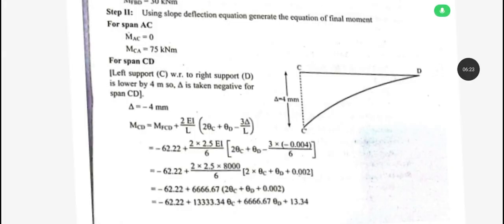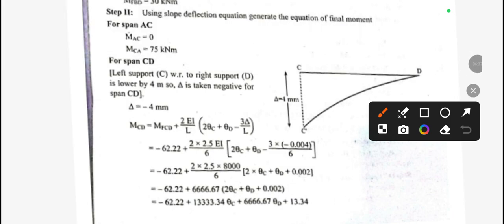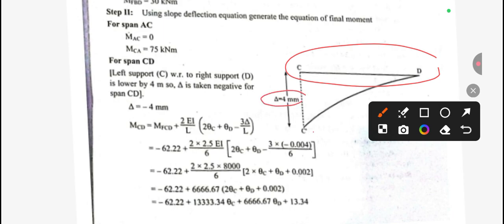So in the second step, our step number two is the slope deflection equation. In the slope deflection equation you can see we have to take different spans, the different intermediate spans. So first take the span C to D. For C to D you can see here at point C this is settled down by 4 mm, so we need to take this down, and this is D. The original position is this one, and after deflection this C goes over here, C dash.